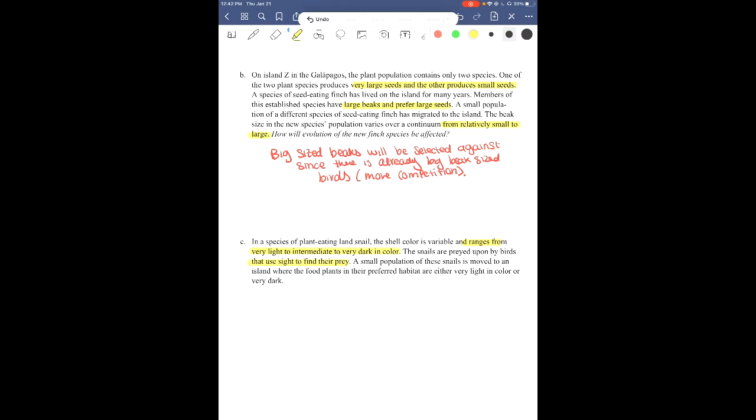And it says a small population of snails is moved to an island where the food plants in their preferred habitat are either light in color or very dark. So here we're going to want to prefer snails that can camouflage because there are birds that eat them. The snails that cannot camouflage are most likely going to be seen and eaten.